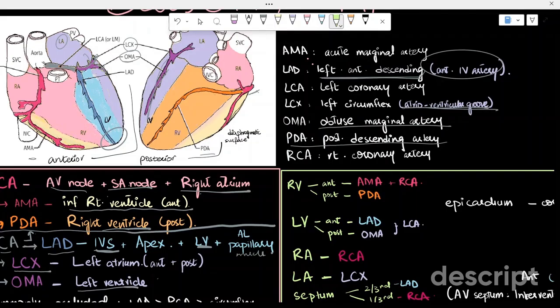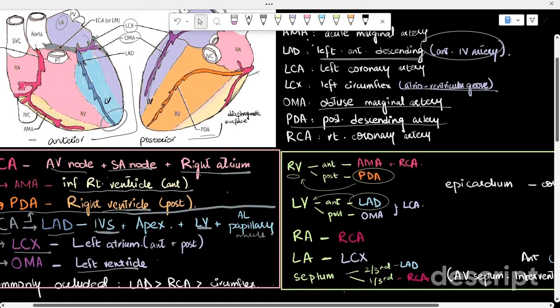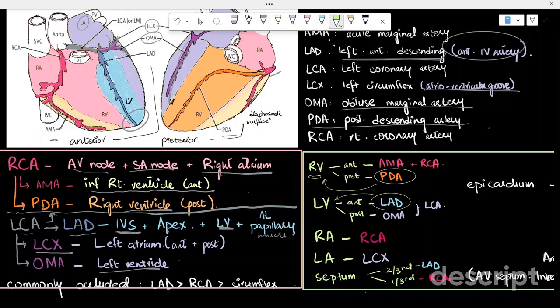Please note that often in exam they ask you a question that this artery is occluded, so which area will be infarcted? If they're talking about PDA, we will go right up to right ventricle. If they're talking about LAD, we'll go up to left ventricle, and so on. So right ventricle, the anterior side, as you can see over here in pink, is supplied by acute marginal artery or the right marginal artery and the right coronary artery.